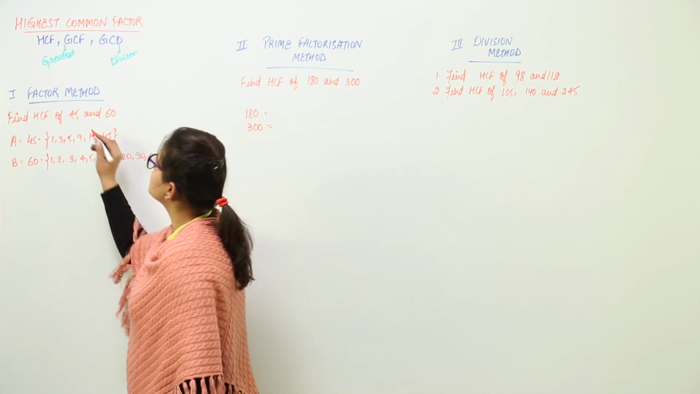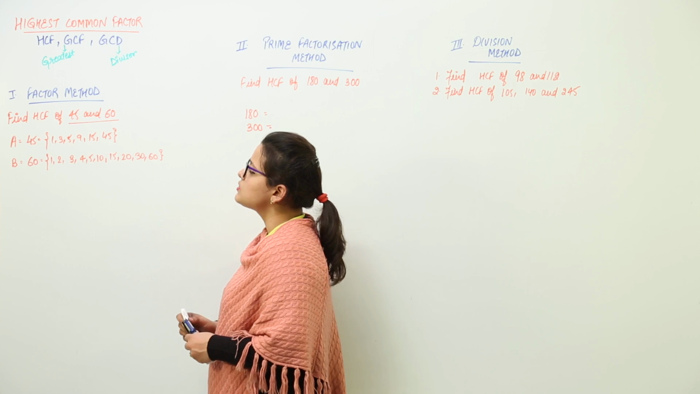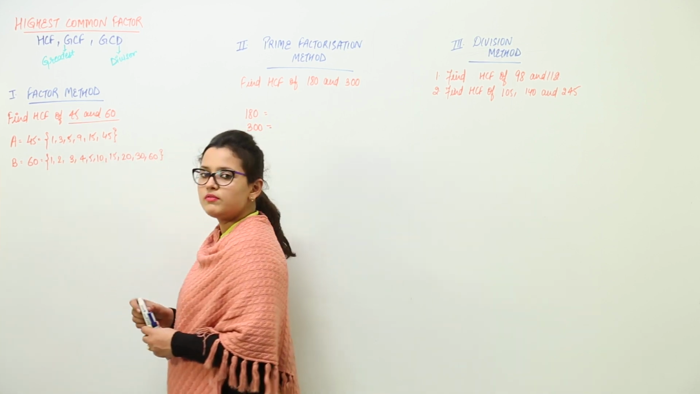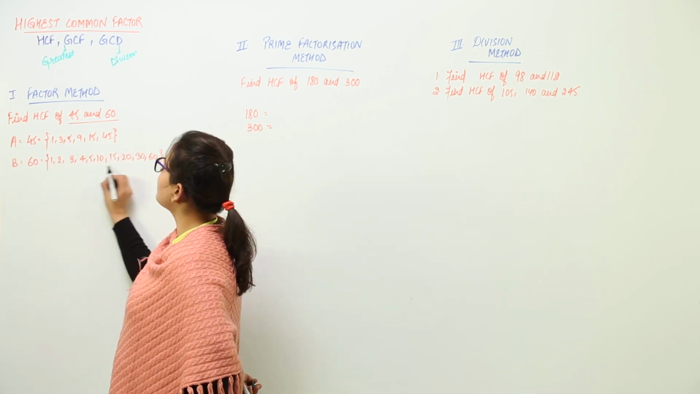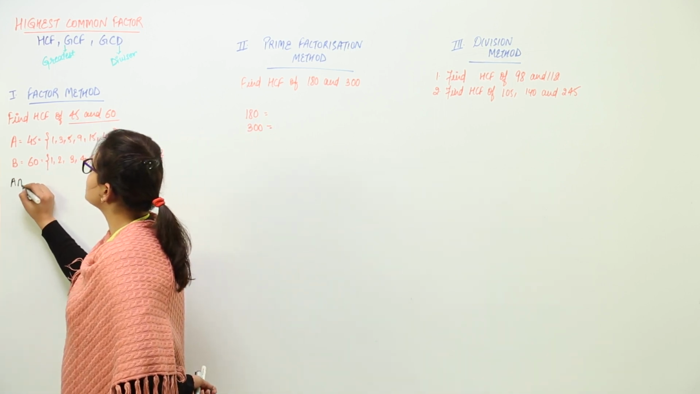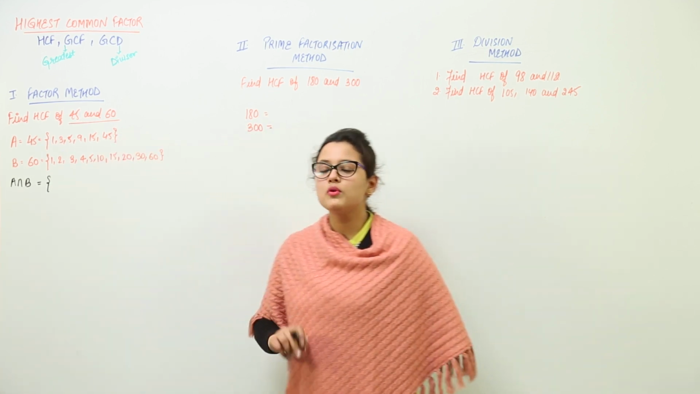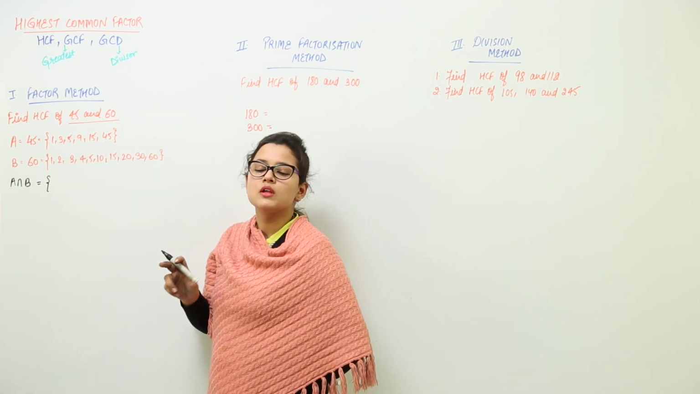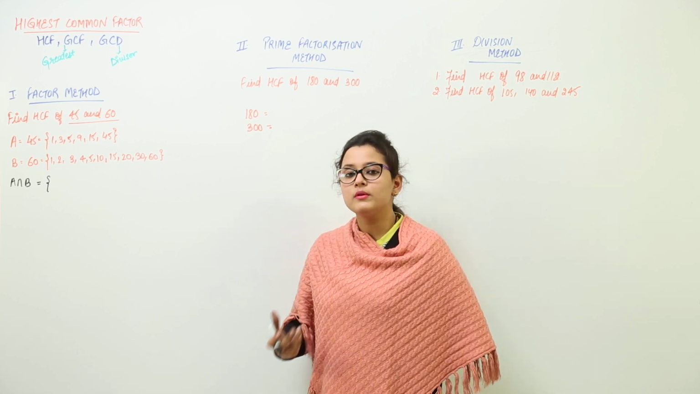So what we have done is we have made a set A which has all the factors of 45. We have written down all the possible factors of 45 in a set, and set B contains all the possible factors of 60. Now we are going to find the intersection of both sets, that is the factors common to both, because that is what is in the topic, common factor. For the calculation of highest common factor, we must at least have the common factors first.